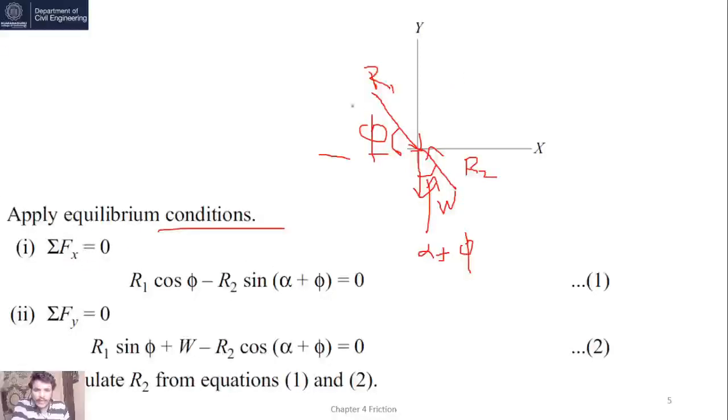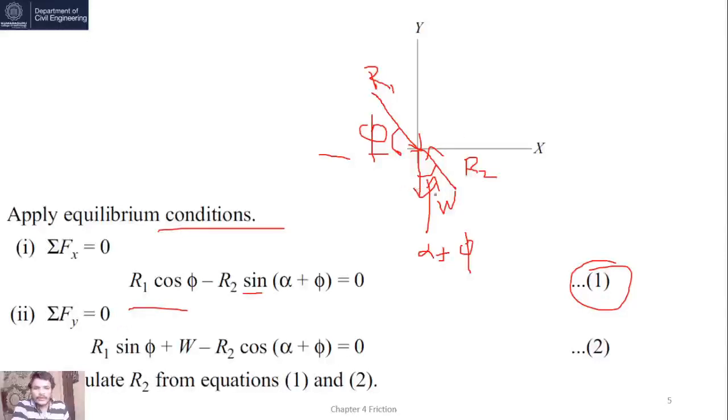So here R1 cos phi is positive because it is towards the right, and this inclined force you need to resolve in the horizontal direction, it is towards the left. So that's why minus here, minus R2 sin alpha plus phi. Why sin here? This angle is alpha plus phi with respect to the vertical axis, that's why I am putting sin here. So R1 cos phi minus R2 sin alpha plus phi is equal to 0. This is equation 1, and similarly summation of Fy is equal to 0.